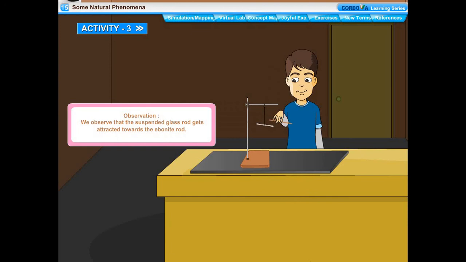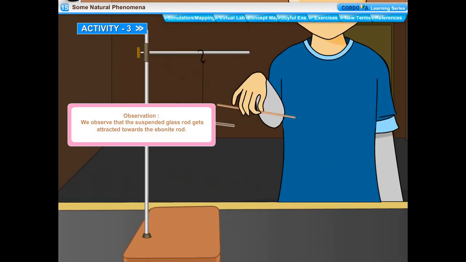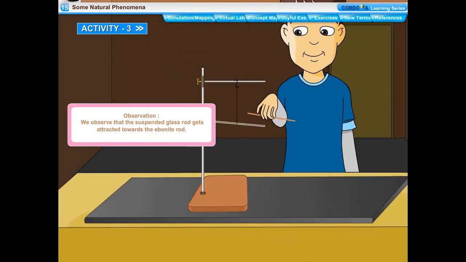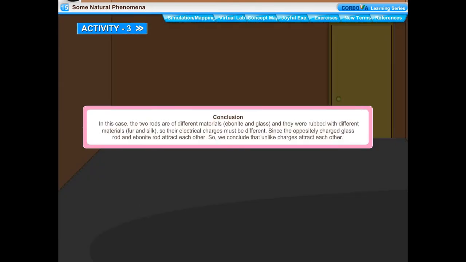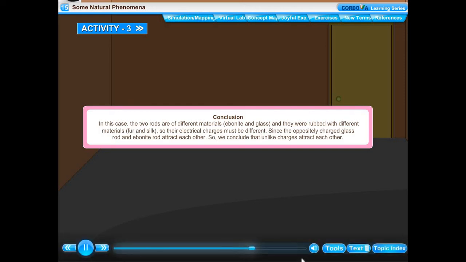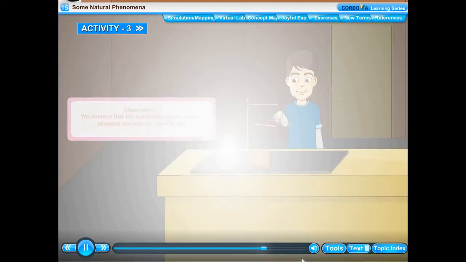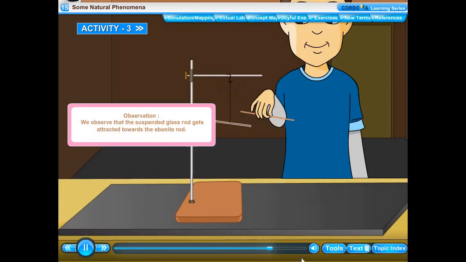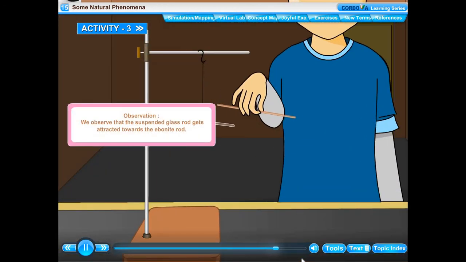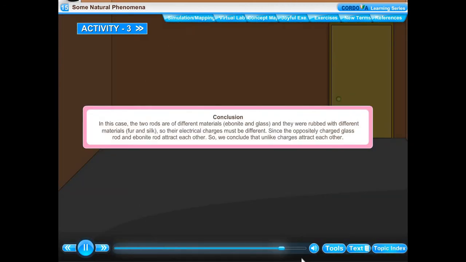Observation. We observe that the suspended glass rod gets attracted towards the ebonite rod. Conclusion. In this case, the two rods are of different materials, ebonite and glass, and they were rubbed with different materials, fur and silk, so their electrical charges must be different. Since the oppositely charged glass rod and ebonite rod attract each other, we conclude that unlike charges attract each other.